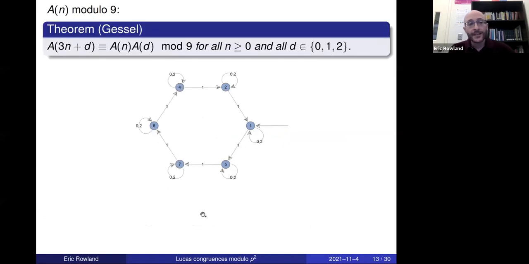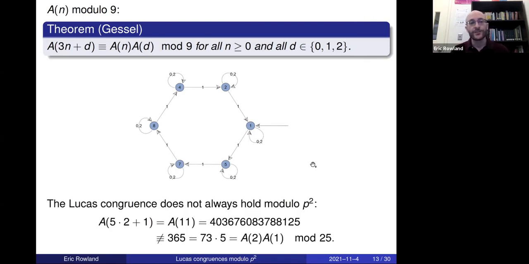In the same paper, Gessel also showed that you can strengthen the congruence in some ways. So modulo 9, this same congruence that held modulo 3 also holds modulo 9. So here's an automaton for the nth Apery number modulo 9. It's just saying that the congruence for the prime 3 also holds, and more strongly, it holds modulo 9.